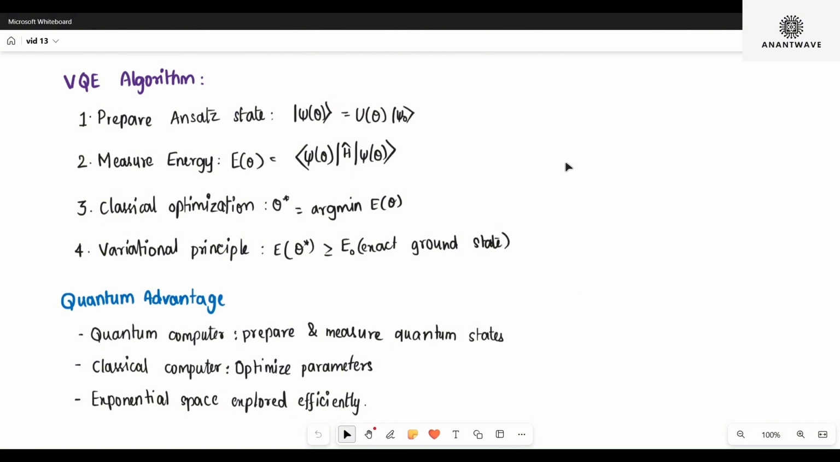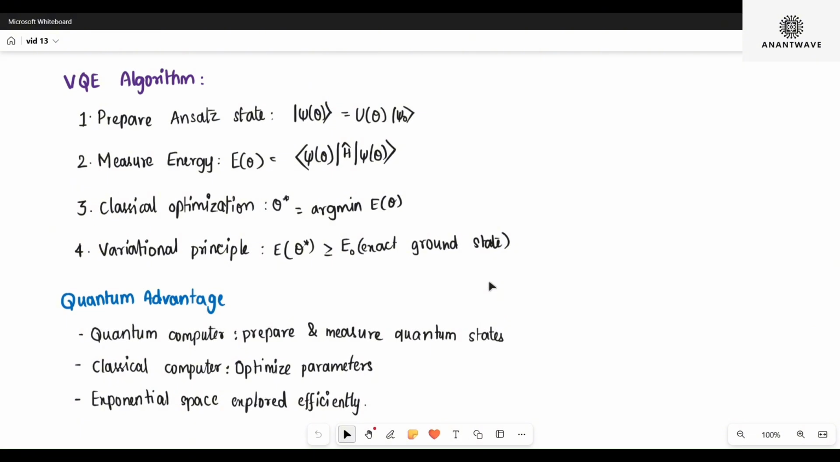As a first step, we need to prepare the ansatz state, which is ket phi of theta equals U of theta times ket phi naught. And then we'll measure the energy, which is E of theta equals the expectation value of phi of theta, H hat, phi of theta. And then classical optimization, that is theta star equals argmin E of theta. Finally, we'll apply the variational principle, which is E of theta is greater than or equal to E of theta star, the exact ground state.